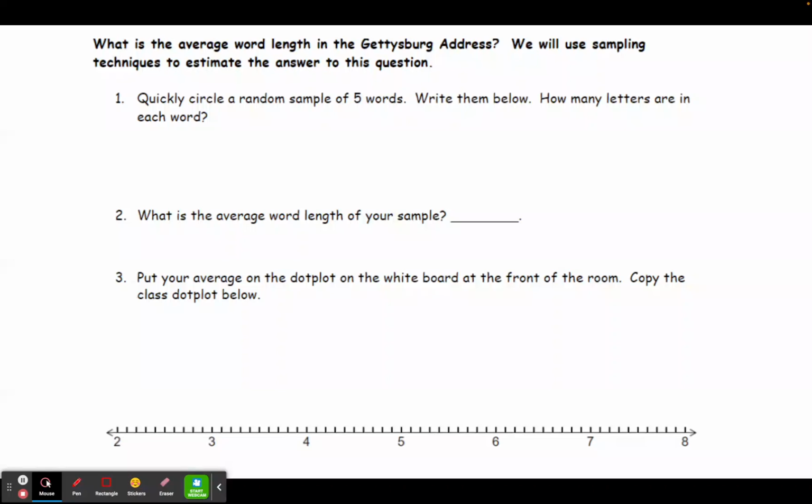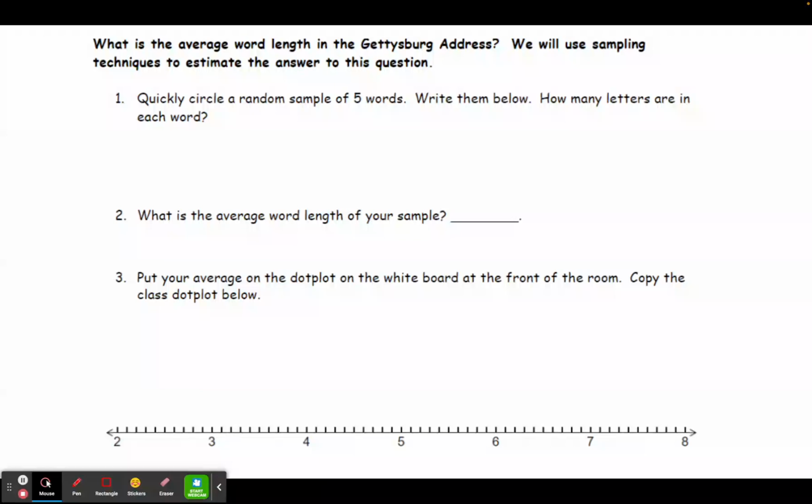Now, the Gettysburg Address is pretty long. In fact, there are 268 words in the Gettysburg Address. So what we could do is go through it and count up all the letters in all of those words and actually calculate an average. But because that's very time consuming, we're going to use sampling to try to estimate the average word length.